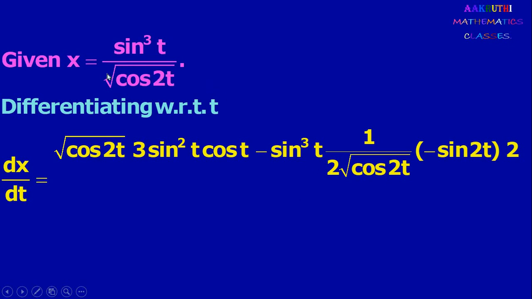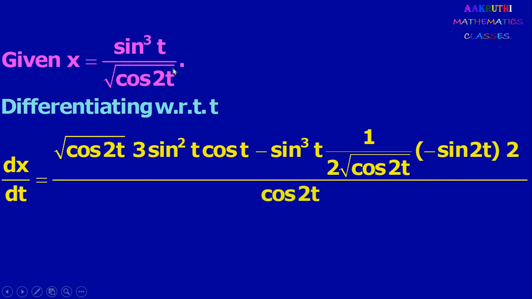Now differentiate denominator, root of cos 2t. It is of the form root x, and root x differentiation is 1 by 2 root x. So therefore root of cos 2t differentiation is 1 by 2 into root of cos 2t. Again cos 2t differentiation is minus sin 2t. Cos x differentiation is minus sin x. So cos 2t differentiation is minus sin 2t. Again 2t differentiation is 2. Again you have to use chain rule. 2t differentiation is 2, and divided by denominator square. So when we square and square root cancel, we get only cos 2t.